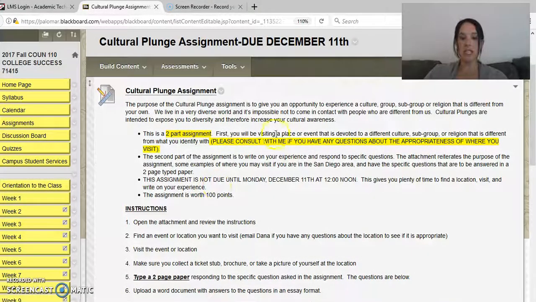So as the directions say, I want you to have an experience with a culture, group, or subgroup or religion that is different from your own. We live in a very diverse world, and it's impossible not to come into contact with people who are different from us. So the purpose of cultural plunges is to expose you to diversity and increase your cultural awareness. So there's two parts to this assignment. First, you're going to be visiting a place or an event that is devoted to a different culture, subgroup, or religion that is different from what you identify with.